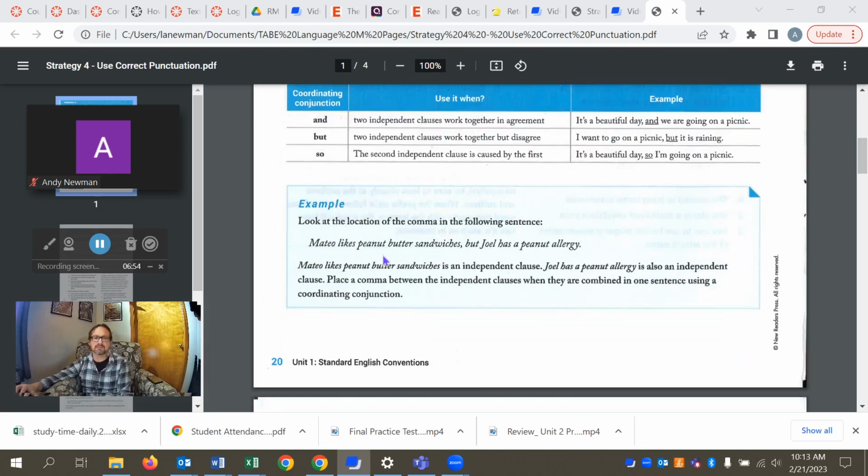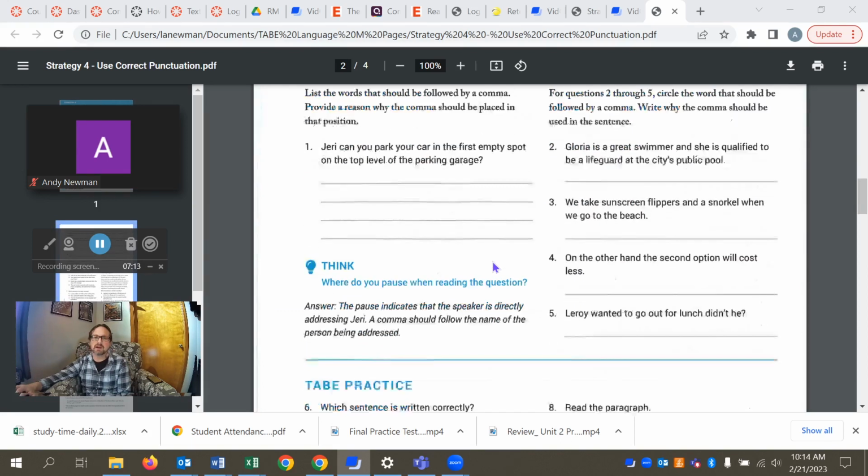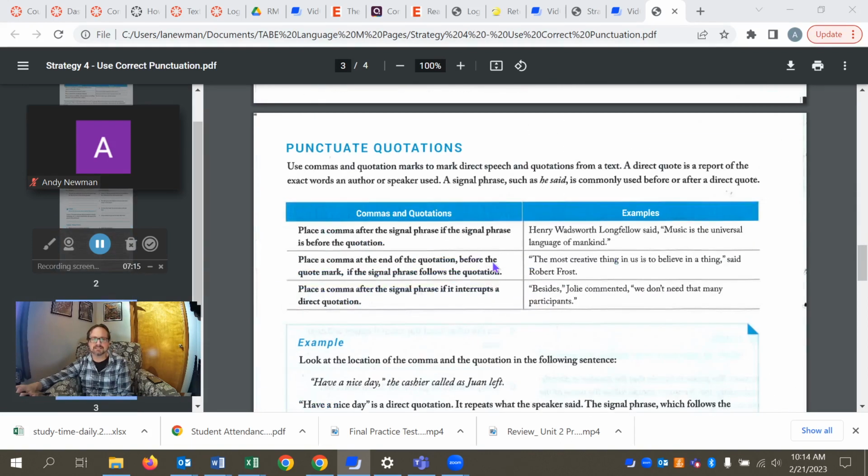Right, here our example looks like we have a but coordinated conjunction. Mateo likes peanut butter sandwiches, but opposition, disagreement. Joel has a peanut allergy. So those 2 truths lie in opposition to one another or in disagreement with one another. Okay, moving past the practice to hit the last of the instructional slides.